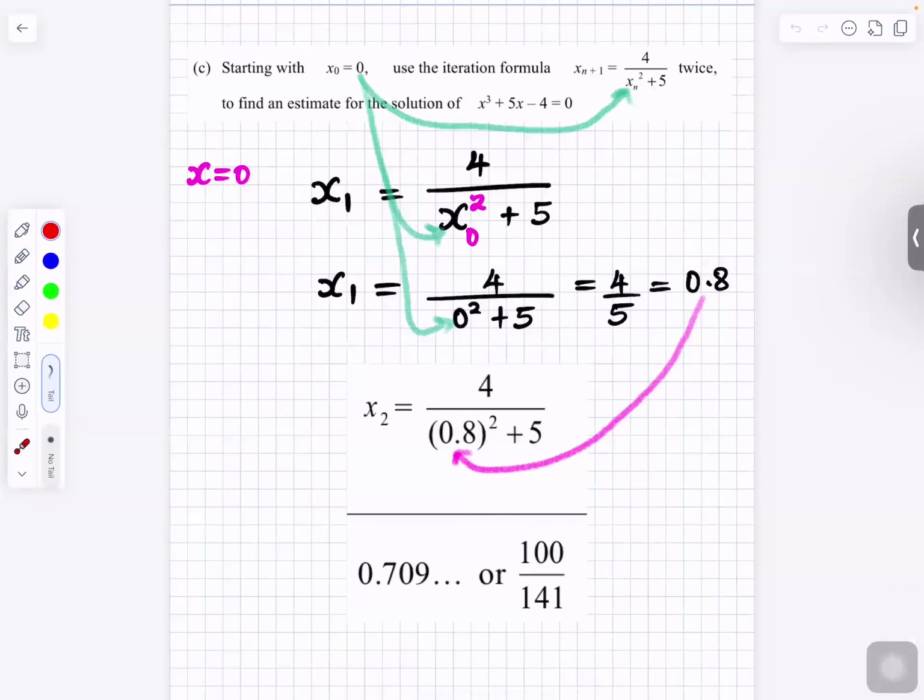And with that iterative formula, they always tell you where to start. You start with 0. So you put 0, and you get the first answer. You take that answer, 8, you put it in next, and you get the next answer. And you carry on, they'll tell you when to stop.